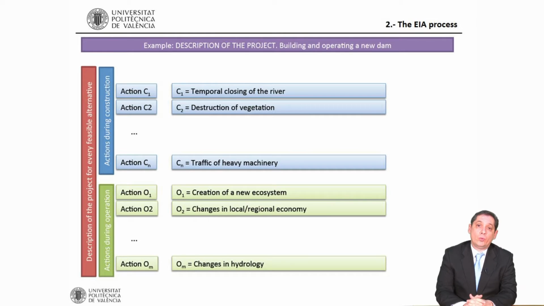In the example we were talking about before, building a dam, some examples of actions during the construction phase could be temporal closing of the river, destruction of vegetation, or traffic of heavy machinery during the construction phase. During the operational phase, some examples of actions could be creation of new ecosystems, changes in local or even regional economy, or changes in the hydrology behavior patterns.